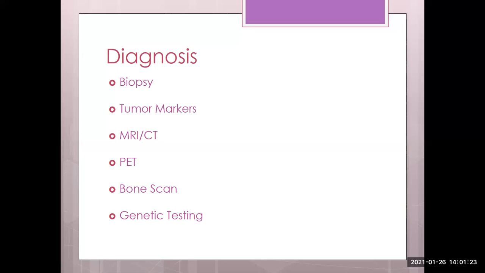A PET scan, so a positron emission tomography. It can be used to look for either the spread of cancer, so they're looking to see if it's spread somewhere else within the body. It can be done in combination with the CT, or it can be done on its own. Sometimes it's also done to look at treatment, like how is the treatment working?